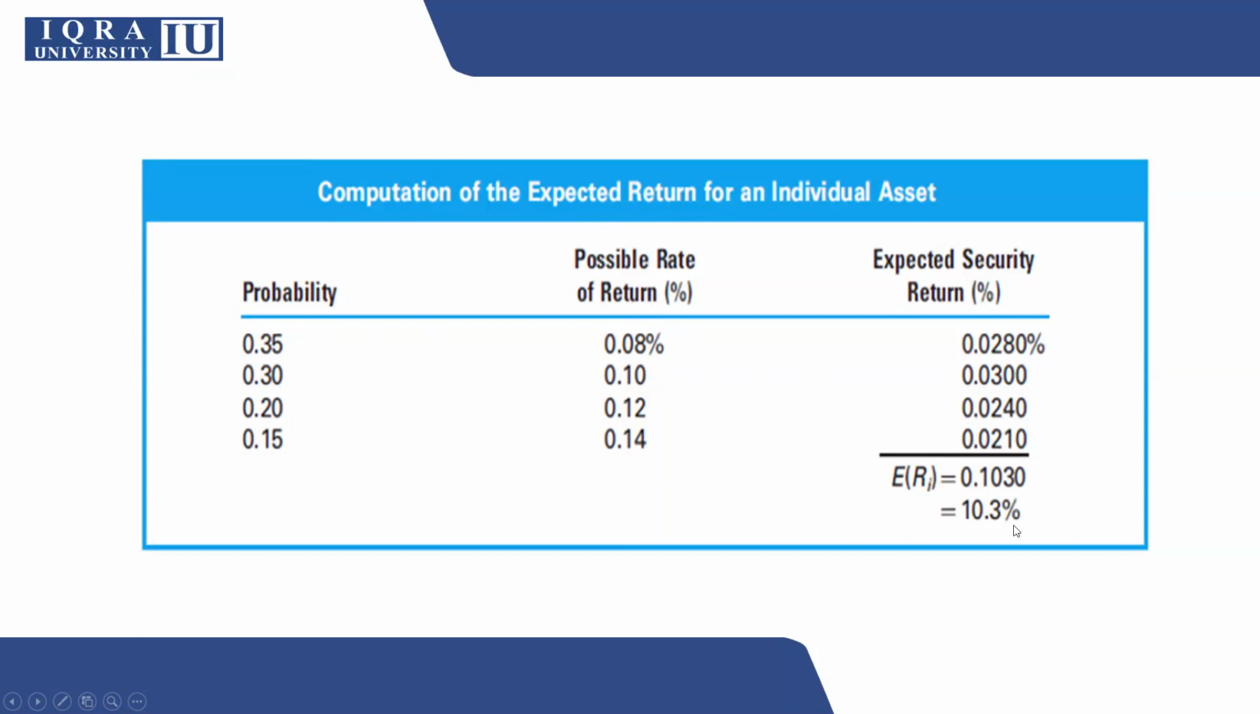I'm hopeful that students who have done basic probability and basic statistics courses are already familiar with how to calculate expected values. A similar technique will be applied over here. We will take the probability, multiply it by 0.08, and whatever answer comes, get its total. So 10.3 is the expected rate of return from this particular individual stock. In other words, this is the average return that you are expecting from this particular asset.